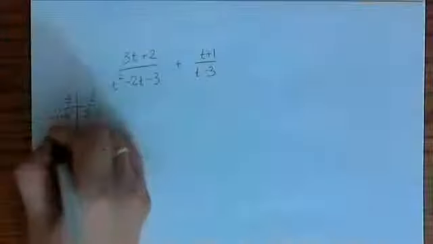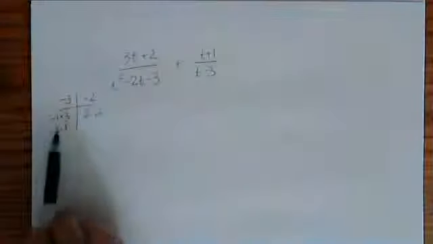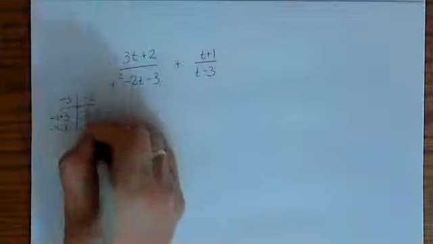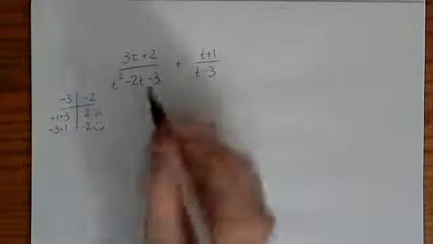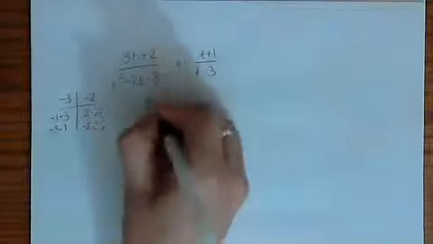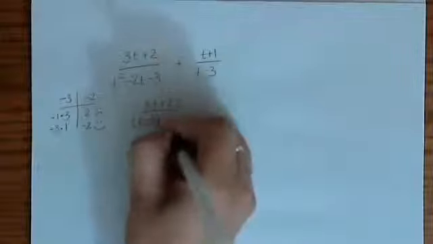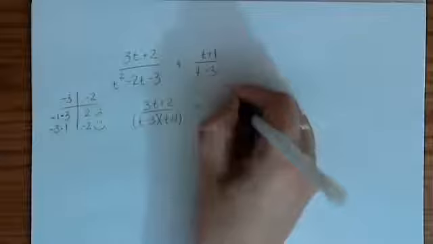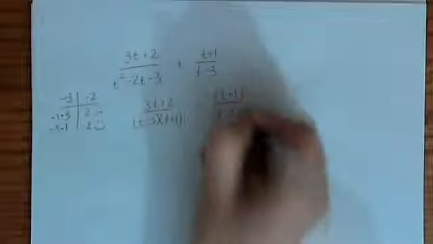Well, let's try it the other way. Let's try a negative 3 times a positive 1. Because that multiplies to a negative 3. And when I add, that becomes a negative 2. And yay, that is exactly what I need. So this will factor. In the numerator, I have 3t plus 2 divided by (t minus 3)(t plus 1), plus t plus 1 on top here and t minus 3 here.